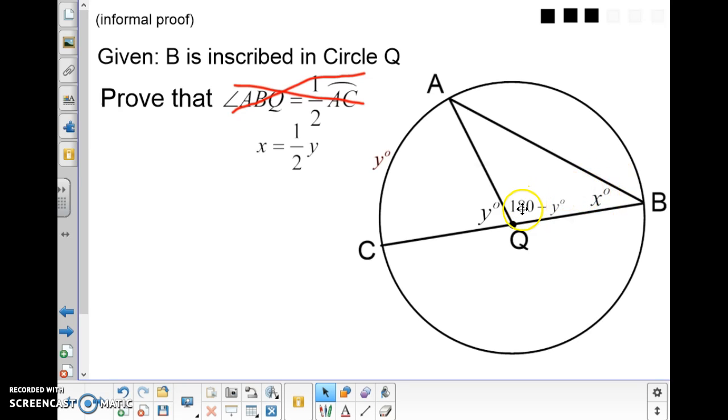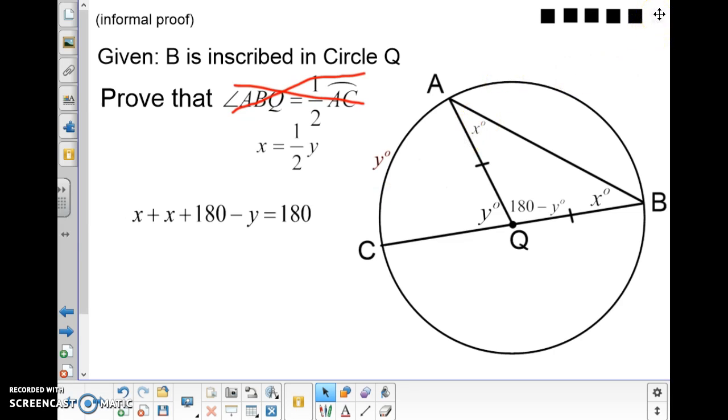So if this angle's x, this angle's 180 minus y, this angle up here, AQB, we actually know that AQB is an isosceles triangle. Why? Well, because AQ and QB are both radii. And since this is isosceles, that means this angle has to be x, making these base angles. And something we learned earlier in this course says that the three angles of a triangle are going to add up to 180. So I can add this x, and this x, and this 180 minus y, and set that all equal to 180 degrees. This sets up our proof.